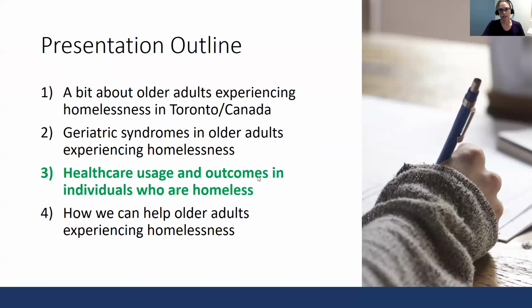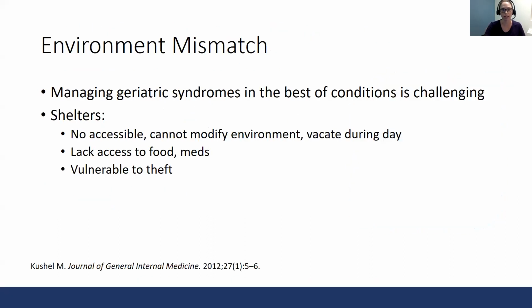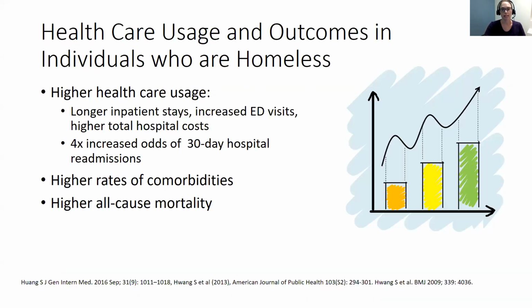I'll switch gears and talk a little bit about healthcare usage and outcomes in those who are homeless. And we've talked a little bit about this already. And I think it's not unexpected to hear that those who are homeless have higher healthcare usage, longer hospital inpatient stays, increased emergency department visits, higher total hospital costs, 4 times increased odds of being readmitted to hospital. And we've touched upon the higher rates of comorbidities and the higher rates of all-cause mortality in this group. And obviously, we talked about a lot of the unmet physical health needs, mental health needs, et cetera, that might be driving a lot of this.